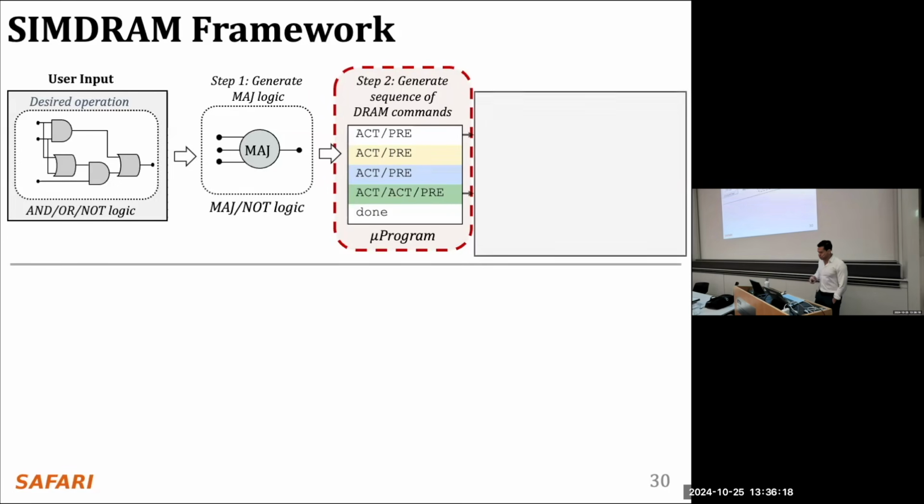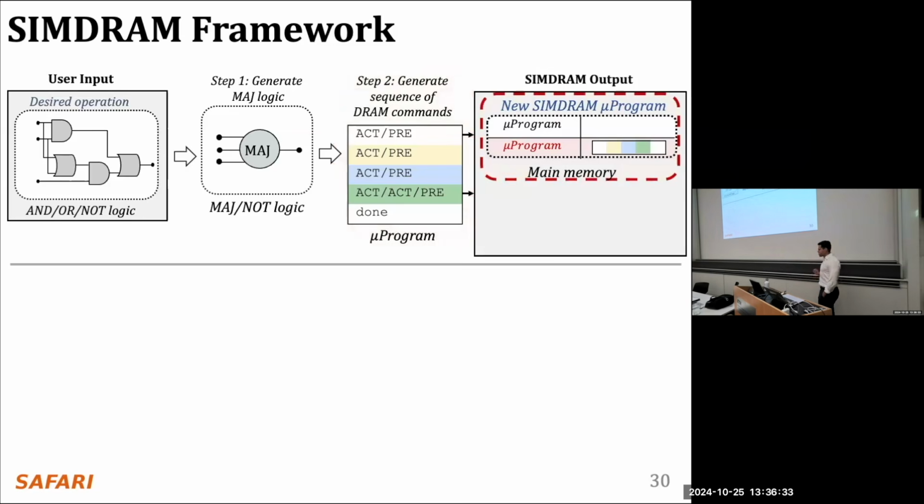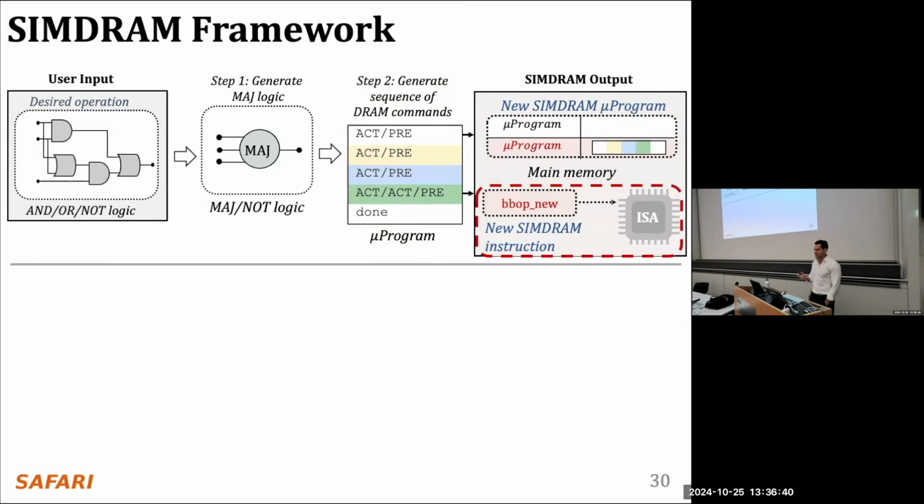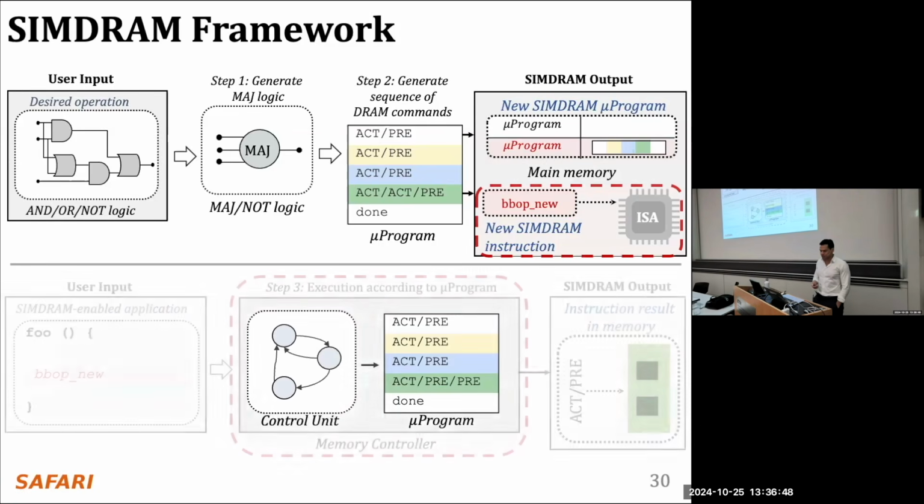And the result of this is what we call a microprogram, which is basically a recipe that tells the DRAM chip how to realize this initial user input graph inside the DRAM for processing using DRAM operations itself. So we store this microprogram inside the DRAM chip for future use, and we add new SIMDRAM instructions to the CPU ISA so that the user can instantiate this instruction in their application.